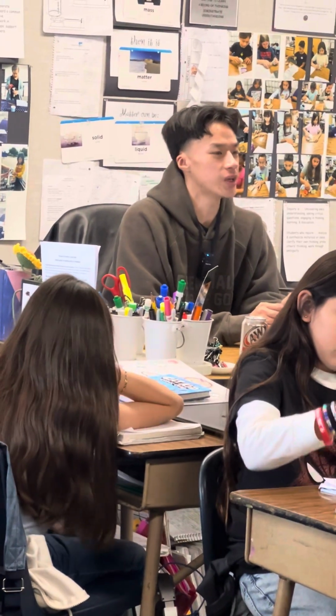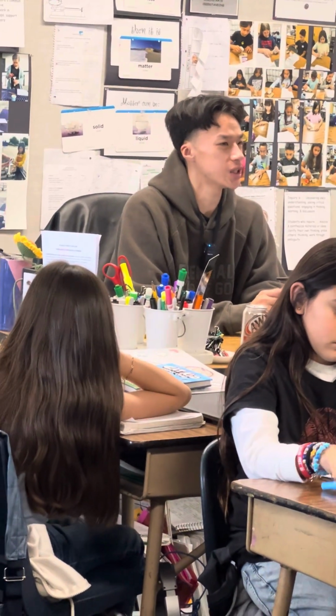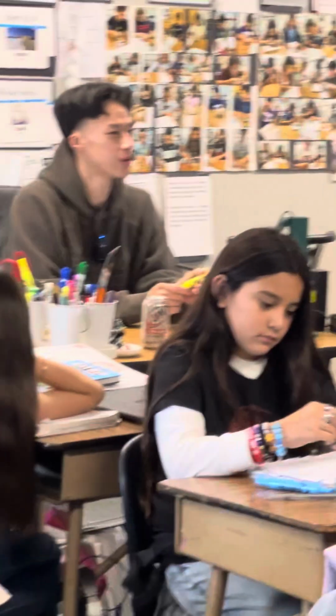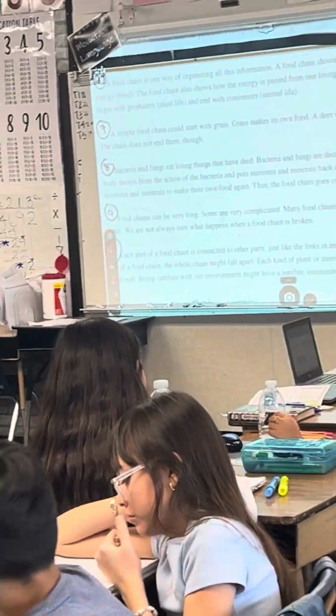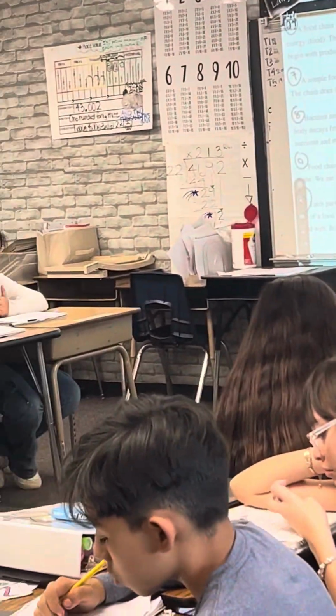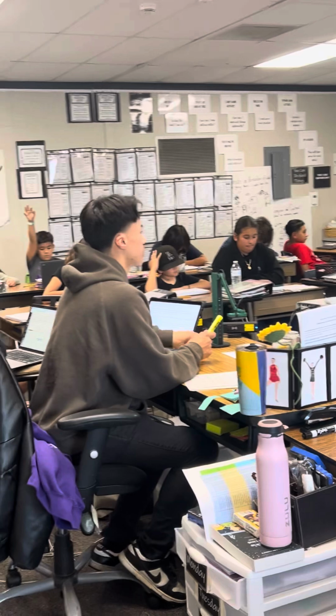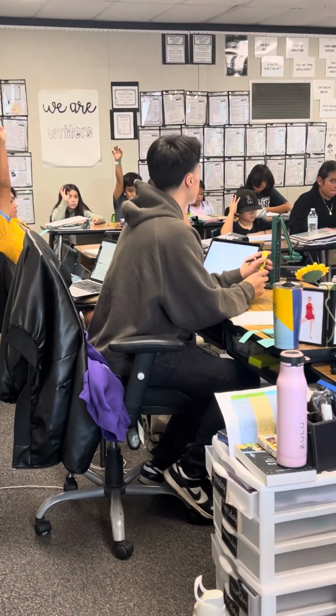So when the wolf dies, its body decays from the action of the bacteria and puts nutrients and minerals back into the soil. Plants use the nutrients and minerals to make their own food again. Thus, the food chain goes on and on. So, what makes a food chain? From the start to the end.